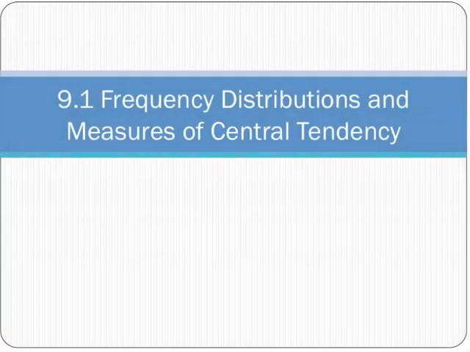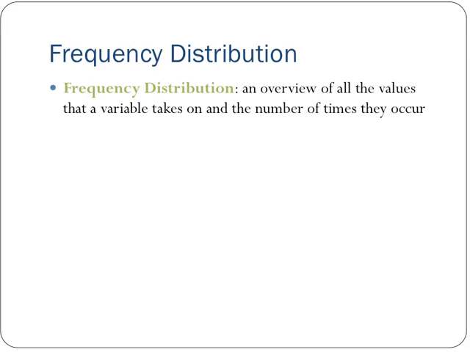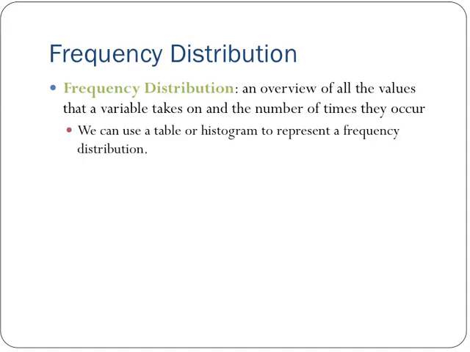In this next unit, we're going to be talking a lot more about statistics. Today, we're going to talk about frequency distributions, and we're going to talk about measures of central tendency. So let's start with frequency distributions. A frequency distribution is simply an overview of all the values that a variable takes on and how many times they occur. And we can use a table or we can use a histogram to represent a frequency distribution.